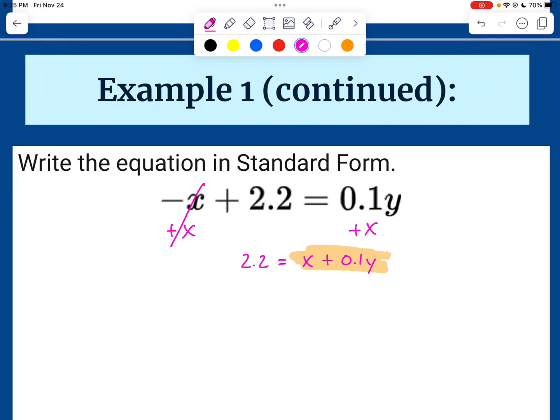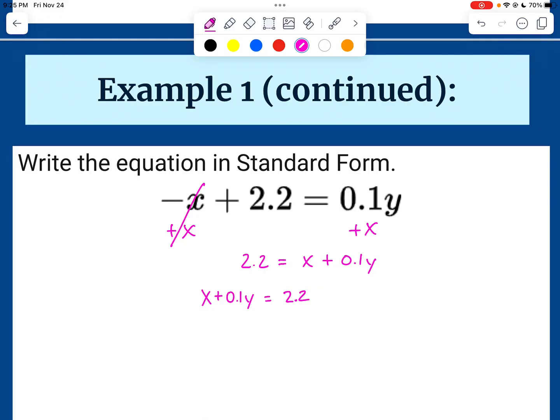So for those of you that really don't like that, and it really is messing with your brain, just flip the side. So put the x plus 0.1y on the left equals 2.2. You can do that because equations are commutative. You can change which side of the equation it's on as long as you flip-flop everything. All right.